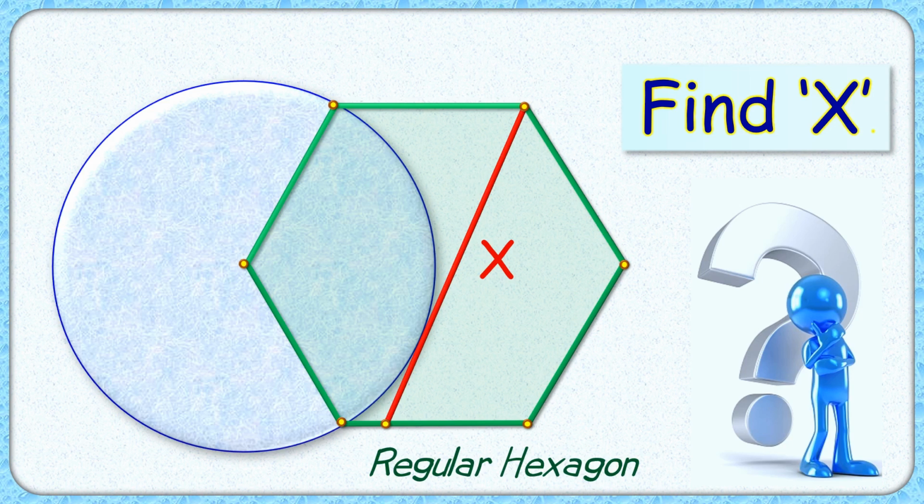In this interesting question, we have a circle with radius 5 cm and a regular hexagon with side length 5 cm with one of the vertices at the center of the circle. Using this limited information, we have to find the value of this red line segment which is tangent to the circle.